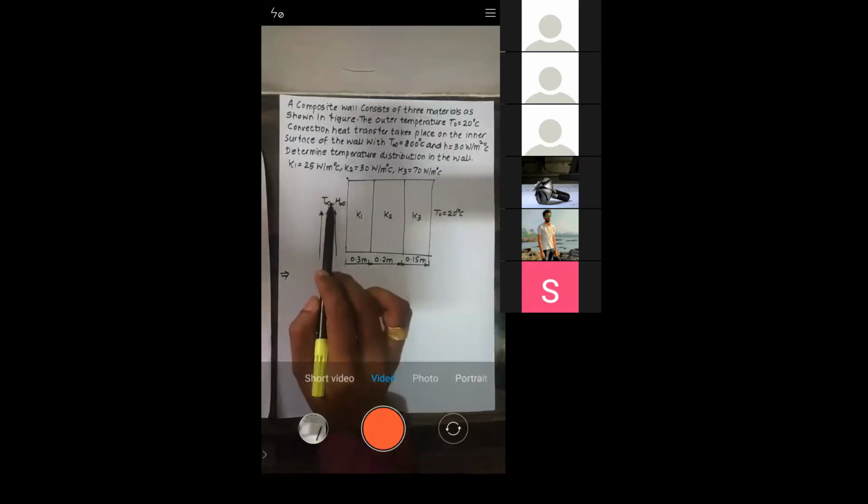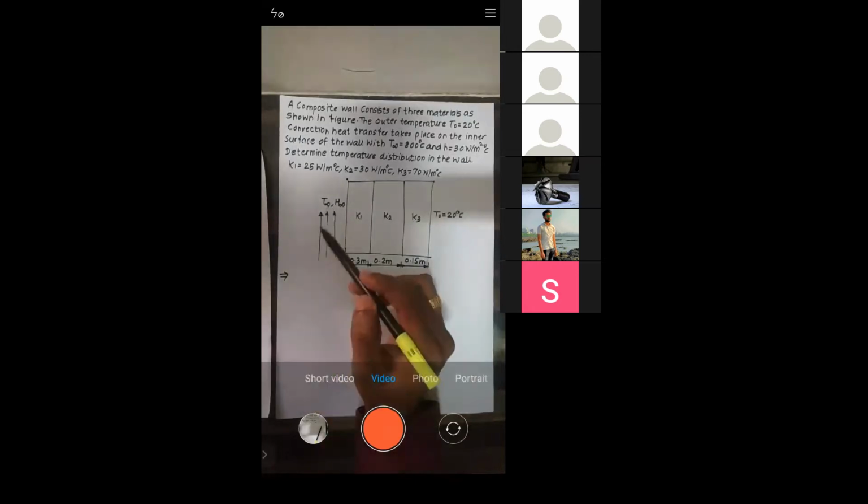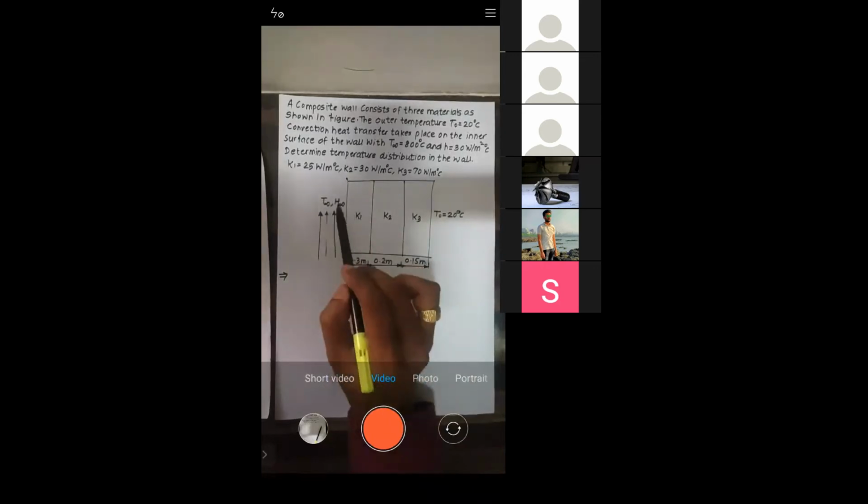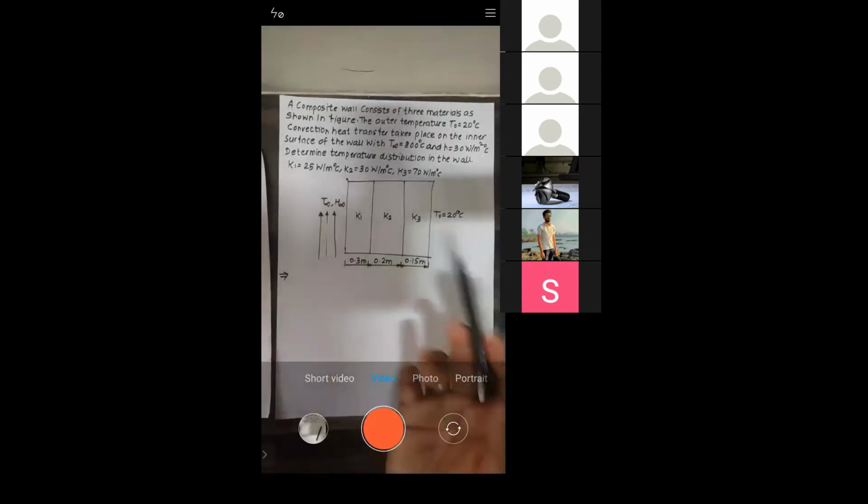h. Understood or not? So see, obviously whenever you have a heat transfer coefficient, heat will be transferred from here to this phase. See, from here to this phase, obviously by convection.